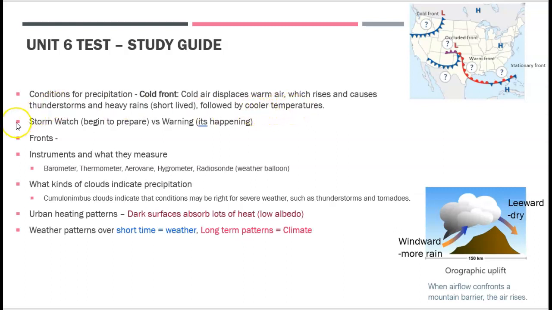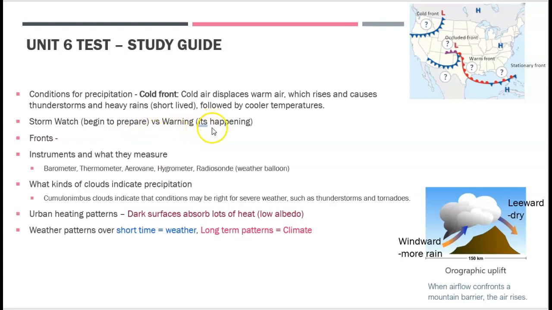What's the difference between a storm watch and a storm warning? You need to know that. A storm watch is less severe. It's when you should begin to prepare. It tells you that the conditions in the atmosphere are favorable for that type of event to happen. So a thunderstorm watch says that maybe later today a thunderstorm could take place.